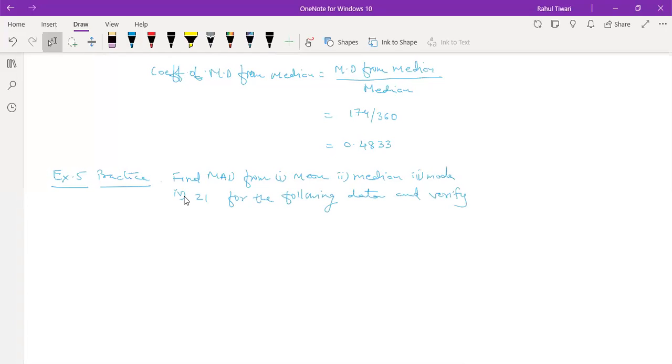and verify that MAD is minimum when taken from median. Taken from median. Okay, we can take observations.